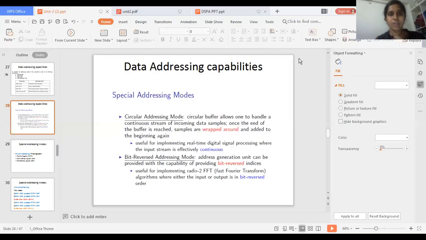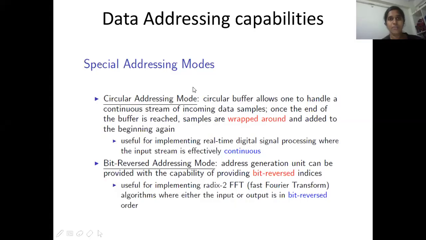Hello everyone. Today we are going to discuss data addressing capabilities. In the previous video lecture, we discussed the addressing modes of the digital signal processor: immediate addressing mode, direct addressing mode, register addressing mode, and indirect addressing mode. Today we are going to discuss some more addressing modes, which are called special addressing modes.